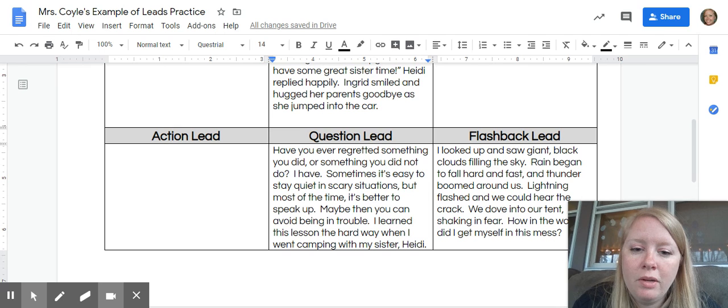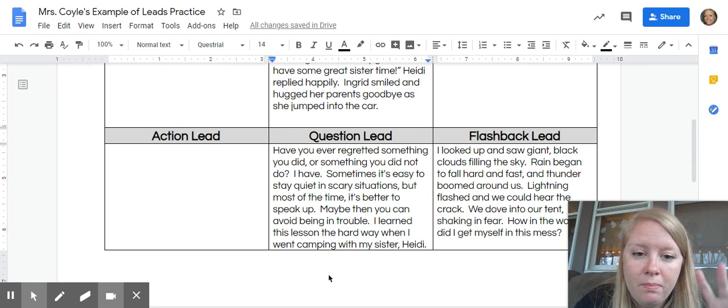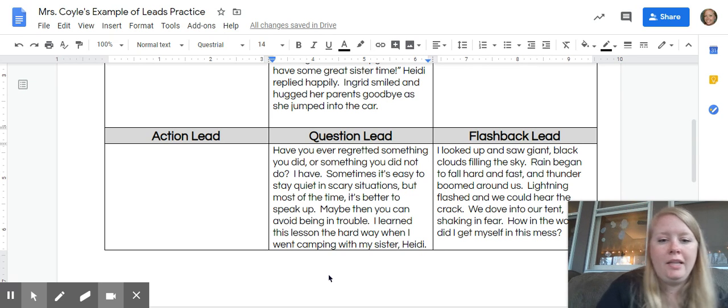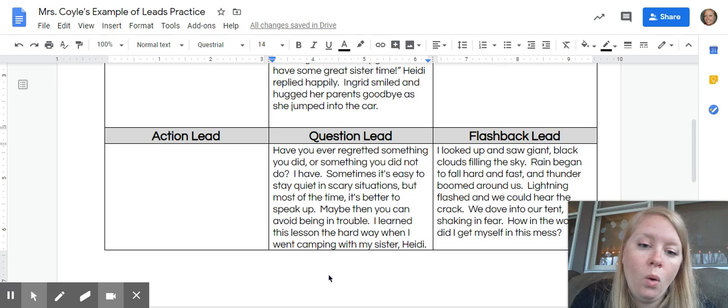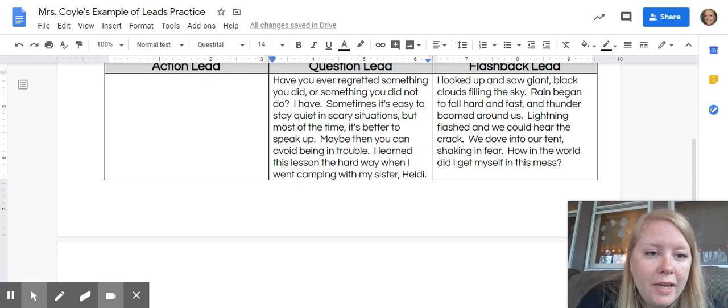But I really like this one because it hints at the problem and the theme by saying it's better to speak up if you're scared. And then that theme lesson can go with a lot of different situations, not just being scared camping when there's a storm. And flashback lead.